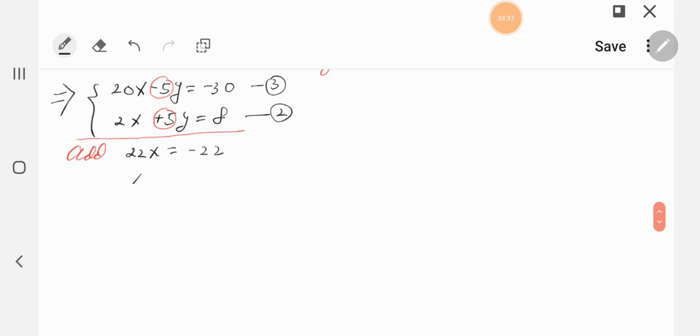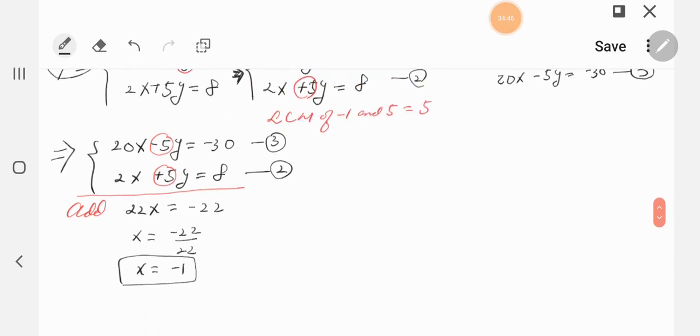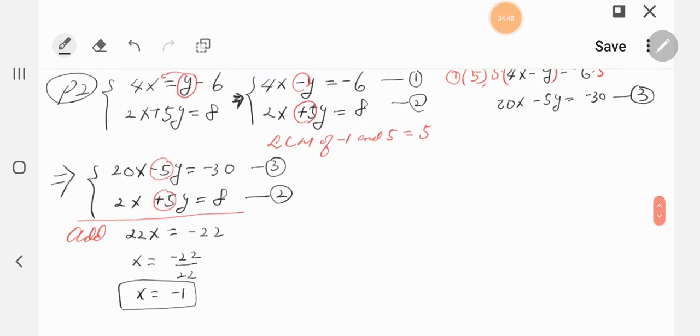So divide each side by 22, then x is equal to negative 1. So we found the x value. So let's find the value of y using, let's use the first equation.